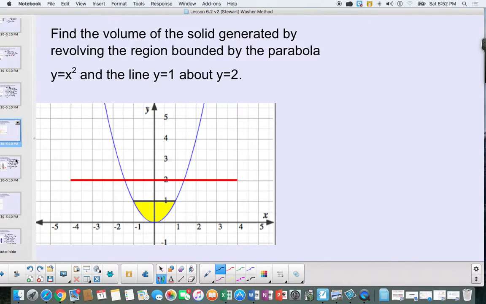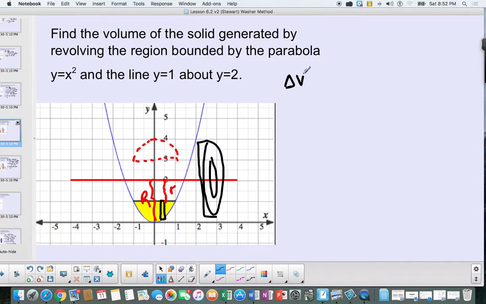On this next problem, I want to revolve around y equal to 2. Let's go ahead and draw the reflection. Just so that you can get the feel here, I am going to draw the rectangle, and it's going to create a washer that looks something like this. This will be my little radius, and this will be my large radius.